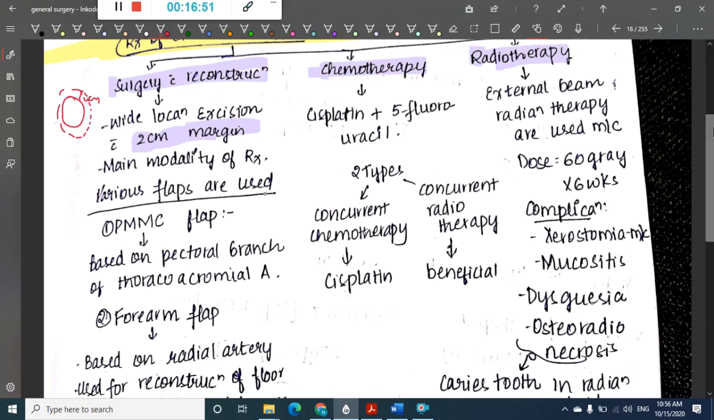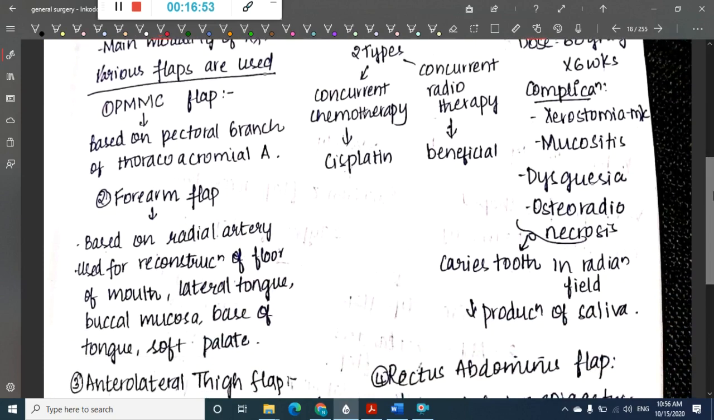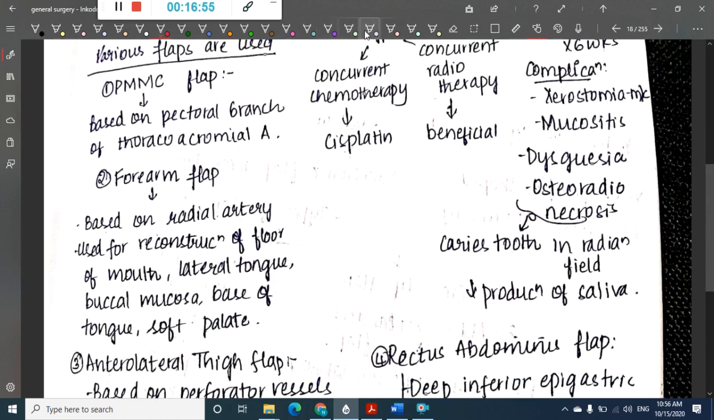What are the flaps used in this surgery with reconstruction? We have the following flaps which can be used. One, we can use the pectoralis major myocutaneous flap, which is based on the pectoral branch of the thoracoacromial artery.